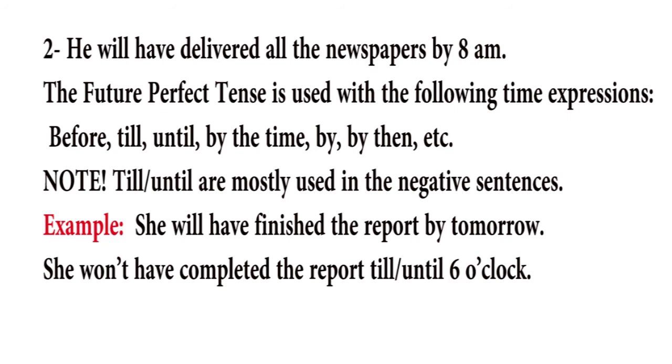The future perfect tense is used with the following time expressions: before, till, until, by the time, by then, etc. Note: till and until are mostly used in negative sentences. Example, she will have finished the report by tomorrow. She won't have completed the report till or until 6 o'clock.